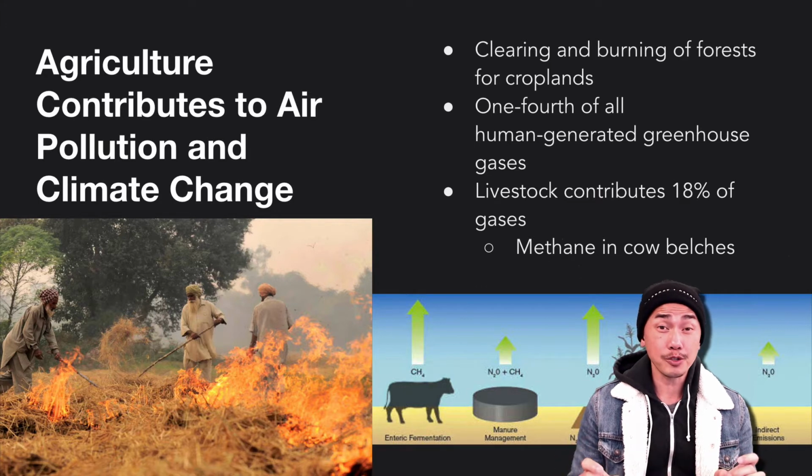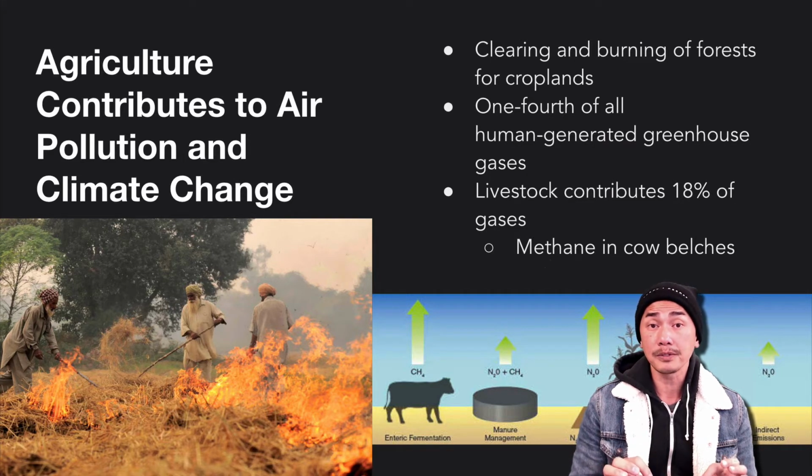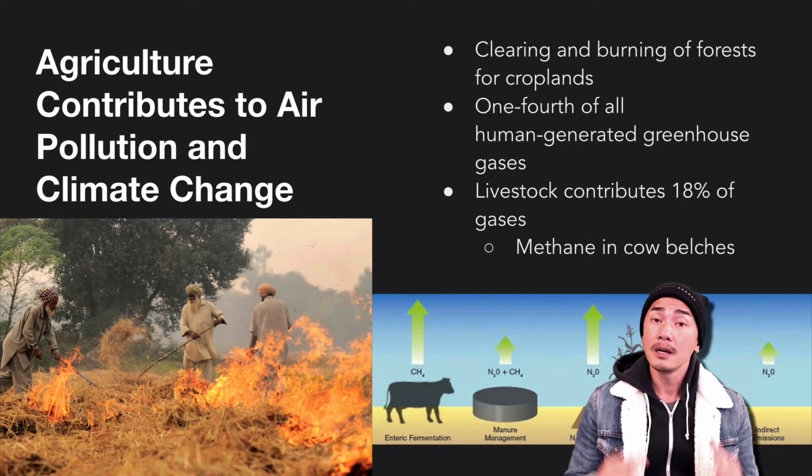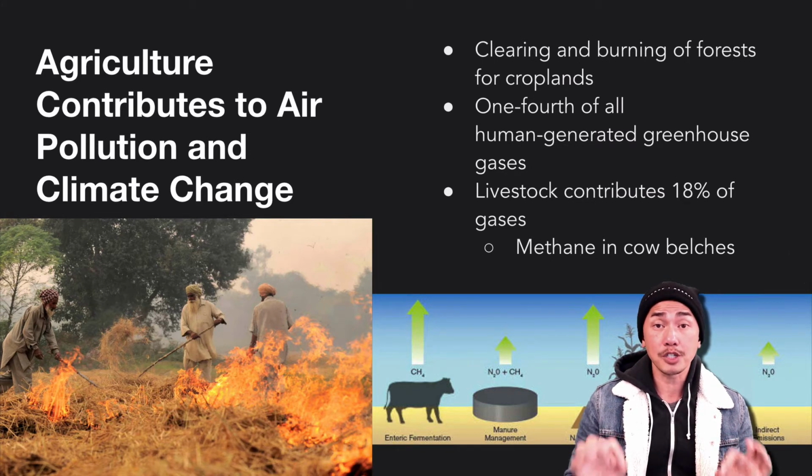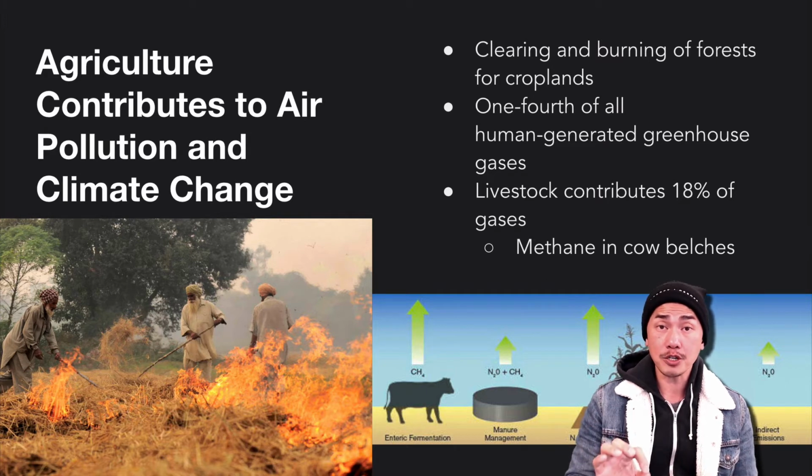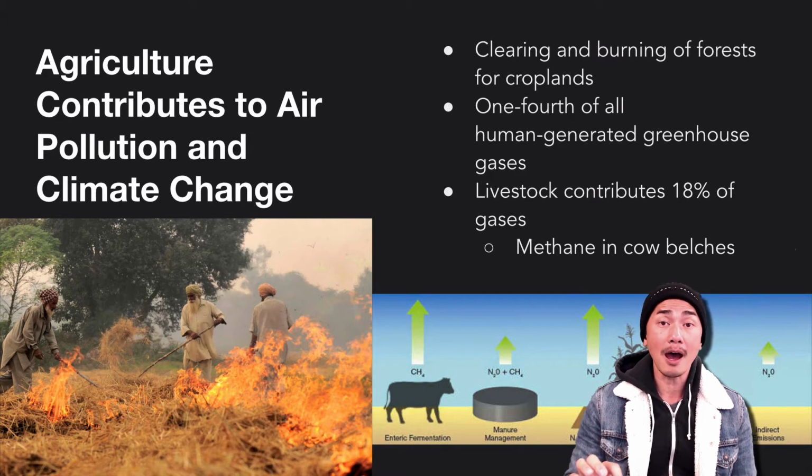Agriculture also contributes to air pollution and climate change. When forests are cleared and burned for croplands, it produces air pollutants and carbon dioxide. About 1/4 of human-generated greenhouse gases can be attributed to agriculture. About 18% of human-generated greenhouse gases can be attributed solely to livestock, especially the methane produced when cows digest their food and belch.